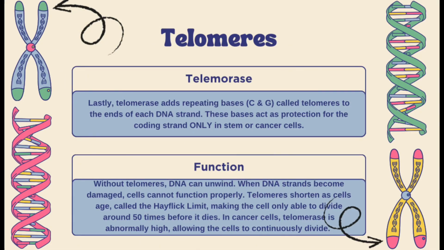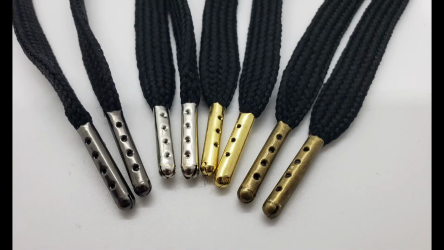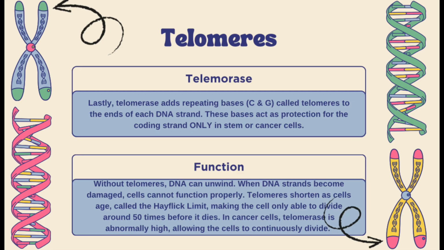These bases act as protection for the coding strand only in stem or cancer cells. You can think of telomeres as the aglets on shoelaces. The aglets serve as protection for the rest of the shoelace. Without it, the shoelace, or DNA, can fall apart and unwind. When DNA strands become damaged, the cells cannot function properly. Telomeres shorten as cells age, called the half-life limit, making the cell only able to divide around 50 times before it dies. In cancer cells, telomerase is abnormally high, allowing the cells to continuously divide.